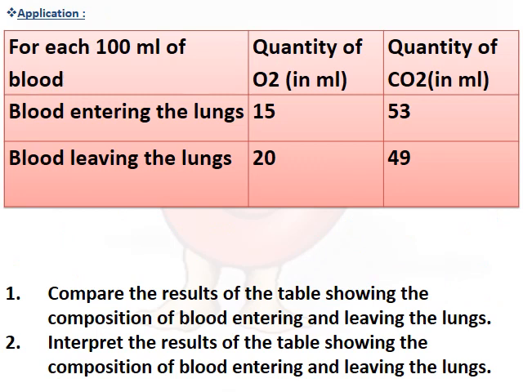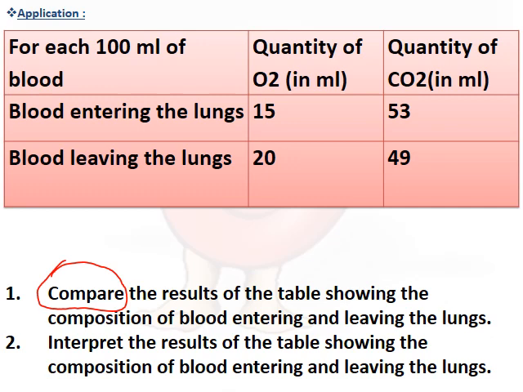So here is an extra application. Here we have a table showing, for each 100 milliliter of blood, the blood entering the lungs, blood leaving, quantity of O2, quantity of CO2. Compare, as I said before, you have to use greater than, less than.